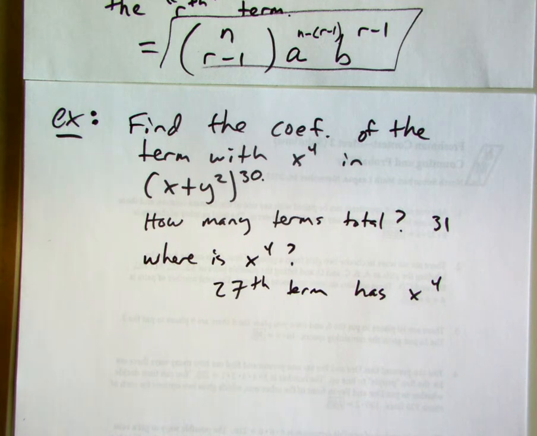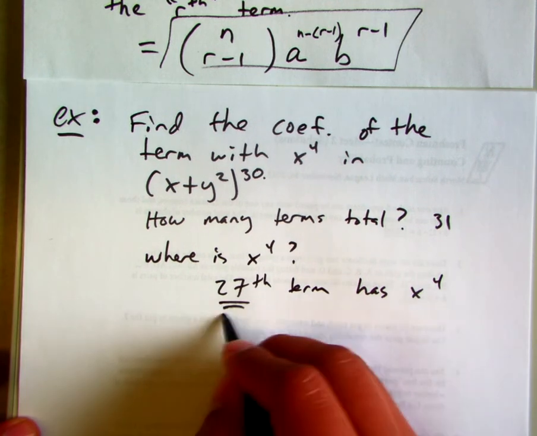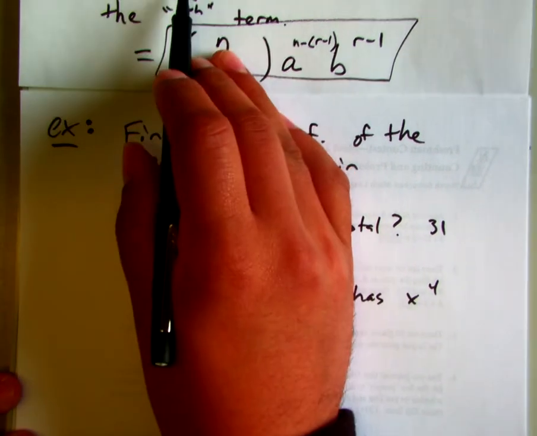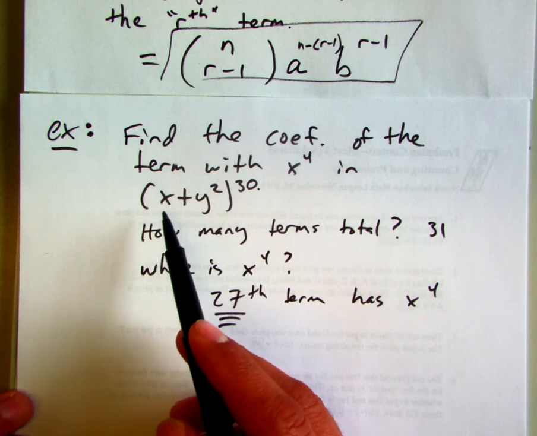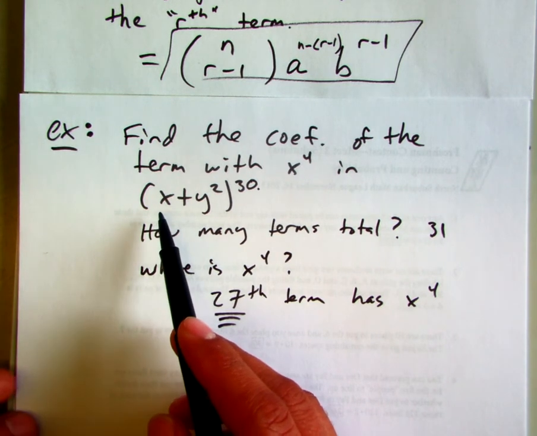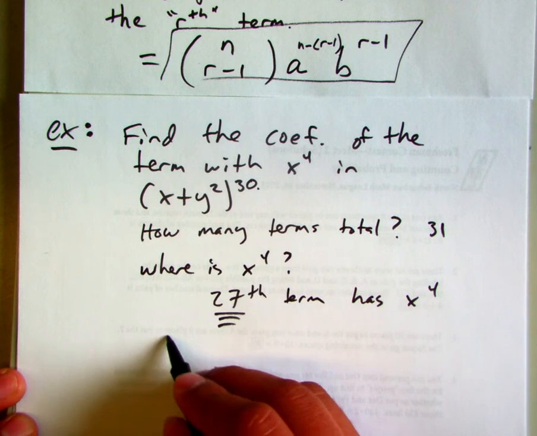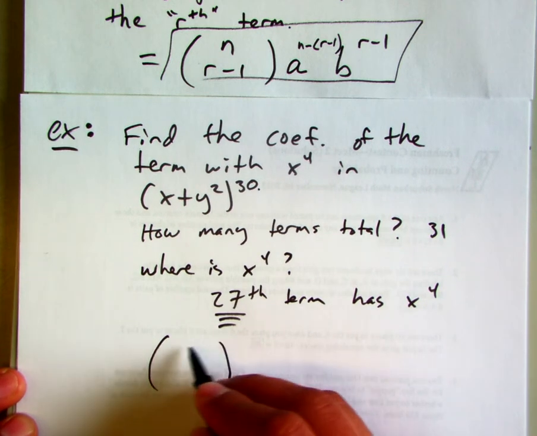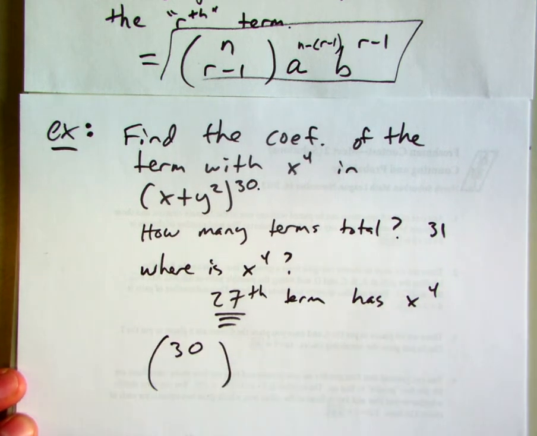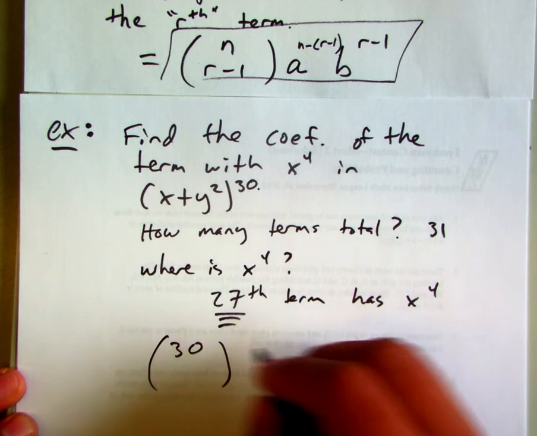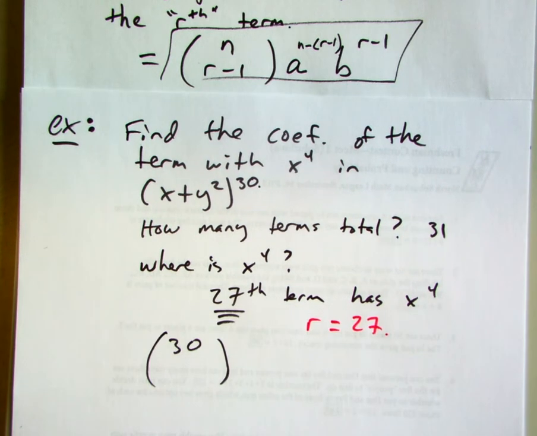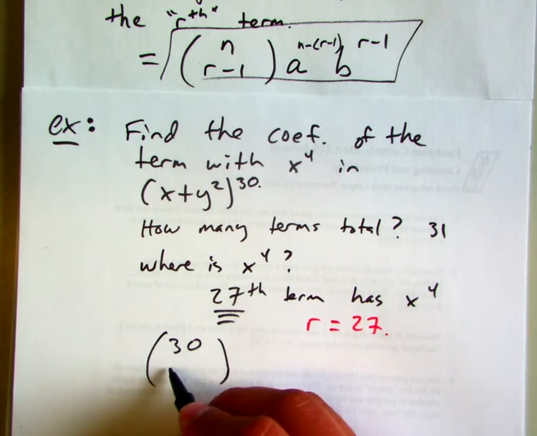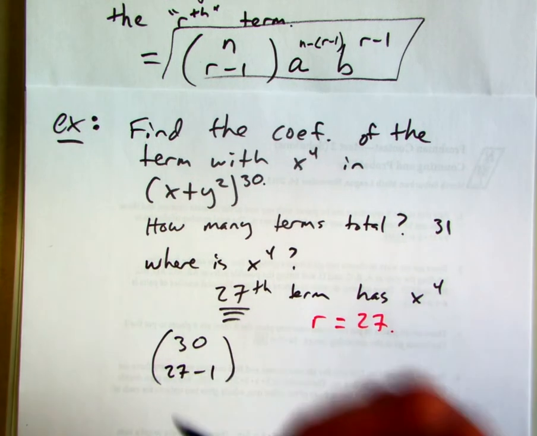But now we're done. All we have to do is plug everything in. Because this is your R in the formula, right? Because we know what term we're looking at now, your 27th one. That's what I meant by rth term. If we're looking at the 27th term, then R is just 27 in the formula. So let's write it out. This is going to be 30 choose what? And maybe we should make this more clear. R is equal to 27, and now we just use the formula. So it's 30 choose 27 minus 1, which is 26.